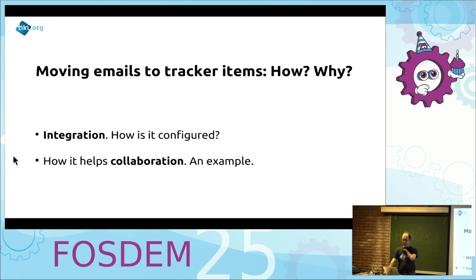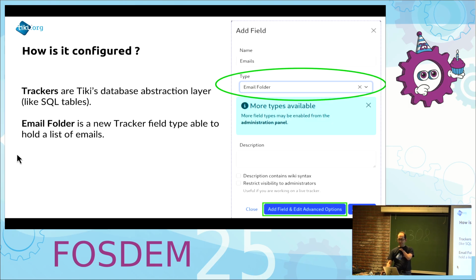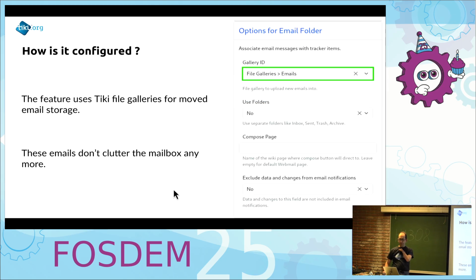So yes, what is this about? Moving emails to tracker items. I'm going to explain how it's configured and then why we want it, on an example. As I said, trackers are Tiki's database abstraction layer. It's a bit like SQL tables. So there are fields. And we created a new tracker field type called email folder. So when you create a new field on your tracker, you select email folder. And then you have to select a file gallery.